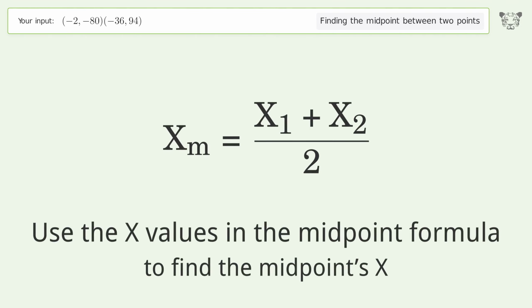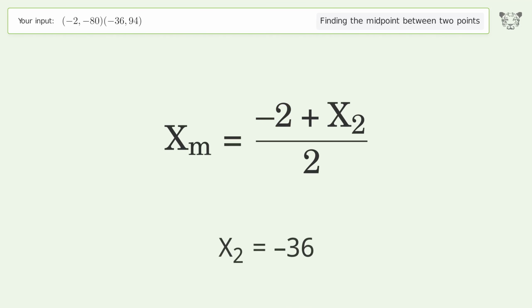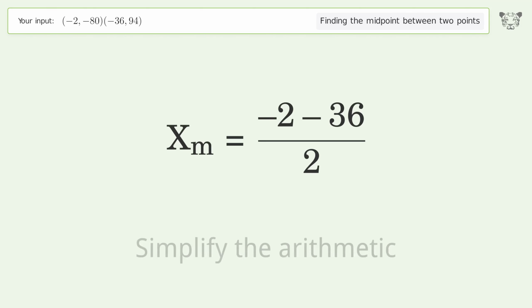Use the x values in the midpoint formula to find the midpoint's x. x1 equals -2. x2 equals -36. Simplify the arithmetic.